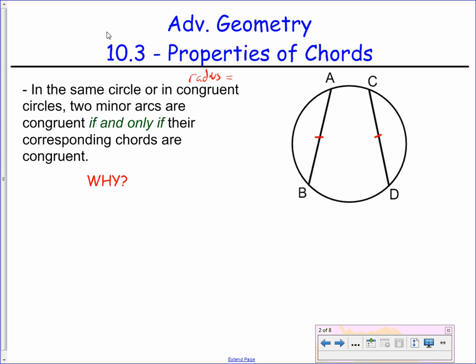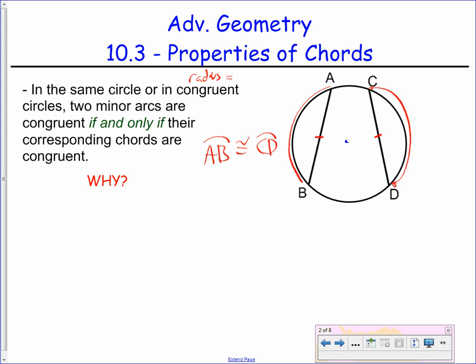So really what we're talking about here is because chord AB is congruent to chord CD, arc AB, that minor arc here, going from endpoint to endpoint of that chord, will be congruent to arc CD, that minor arc, from C around the circle to D. So the reason this is true, remember, an arc measure is based off of the central angle.